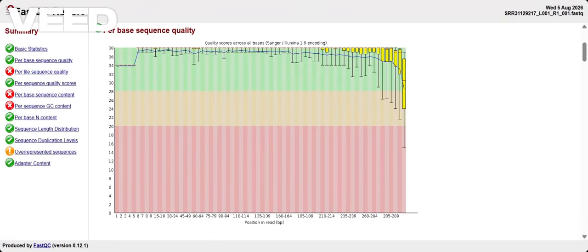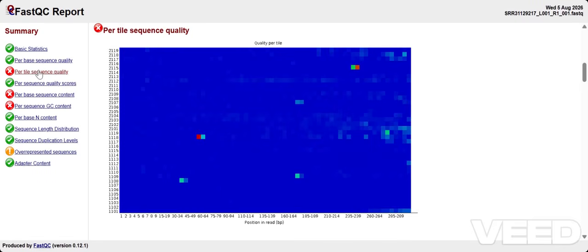Next we have per tile sequence quality. This graph looks a little different. It checks whether sequencing quality is different across different physical locations of a tile on the sequencing instrument. In simple words, we can think of the sequencing machine as having many small areas where sequencing takes place. FastQC checks whether one particular area of the flow cell is producing unusually poor quality reads.